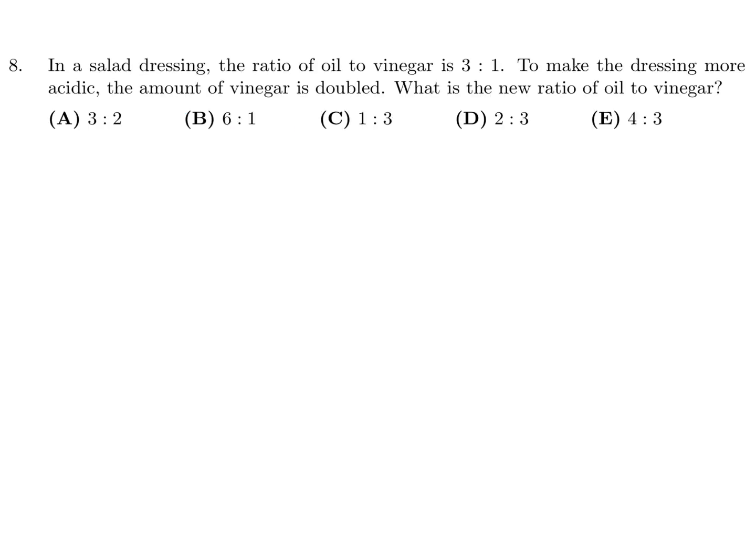In a salad dressing, the ratio of oil to vinegar is 3 to 1. To make the dressing more acidic, the amount of vinegar is doubled. What is the new ratio of oil to vinegar? So oil to vinegar initially is 3 to 1. And then they double the amount of vinegar. So this 1 doubles to 2, and this 3 remains the same. So now the new ratio is 3 to 2. And I think that's it. 8 would be A.